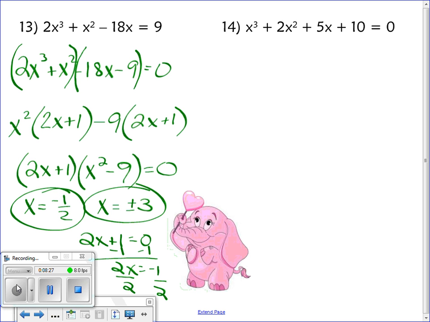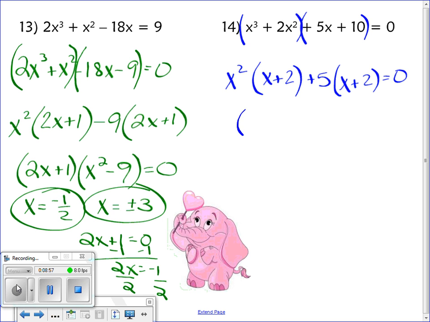All right, how about 14? It's already equal to 0, so let's group the first two, group the last two. GCF in the first set? What's left? GCF? A positive 5. I'm still going to write the plus sign. That way I remember what goes into my parentheses down here. So x plus 2.